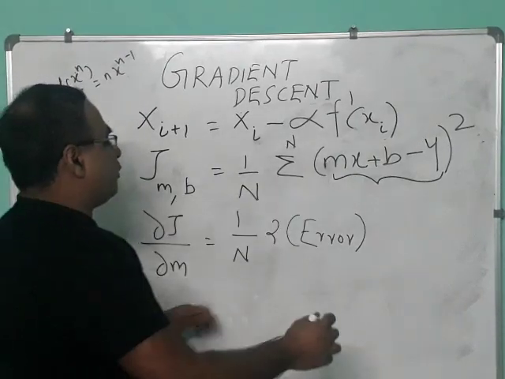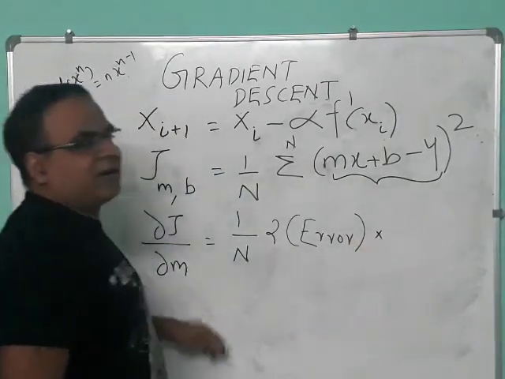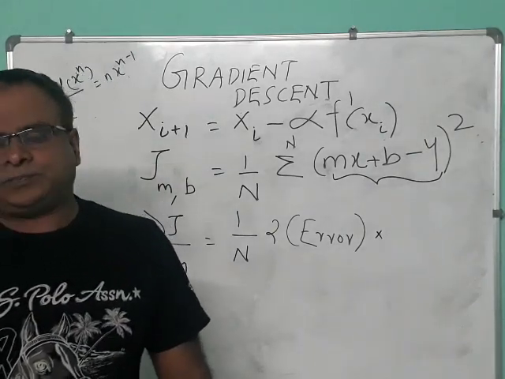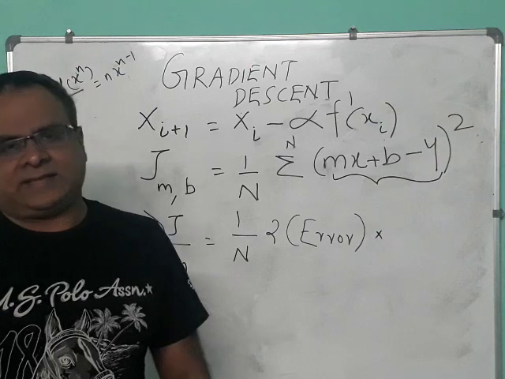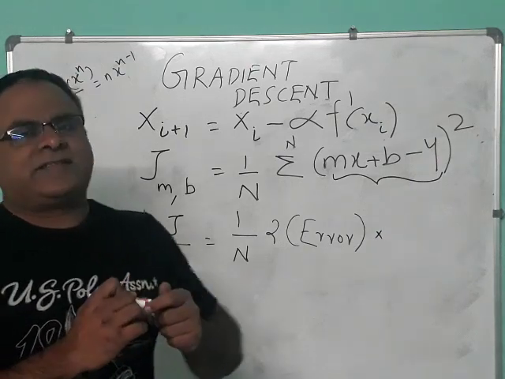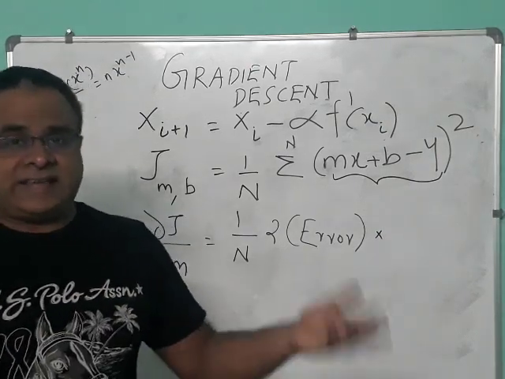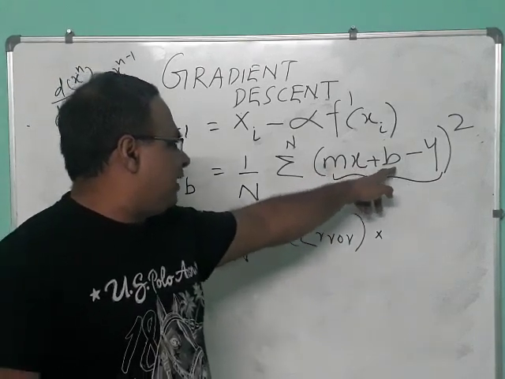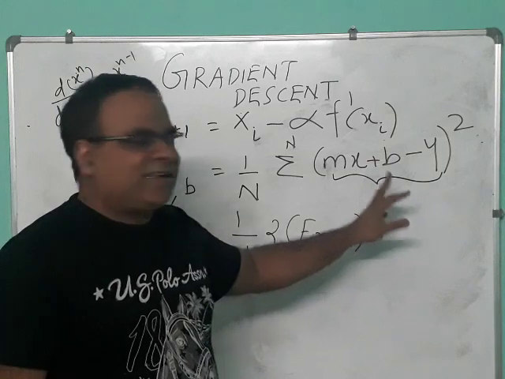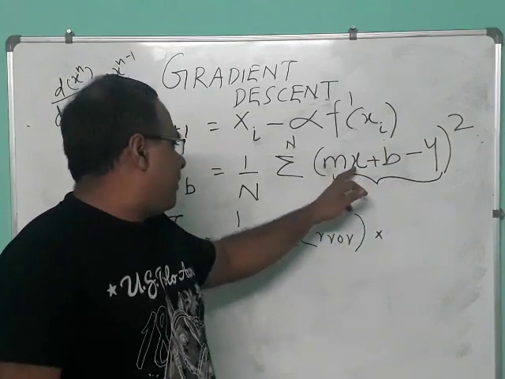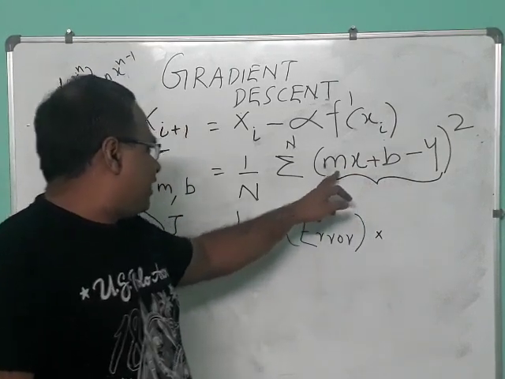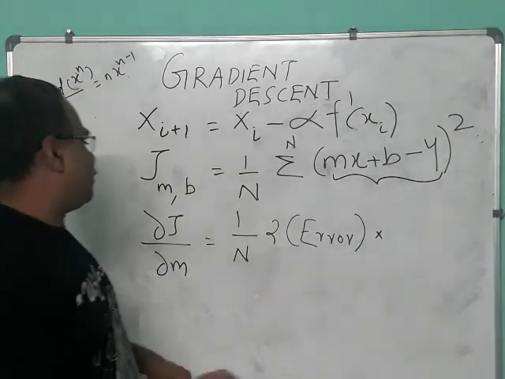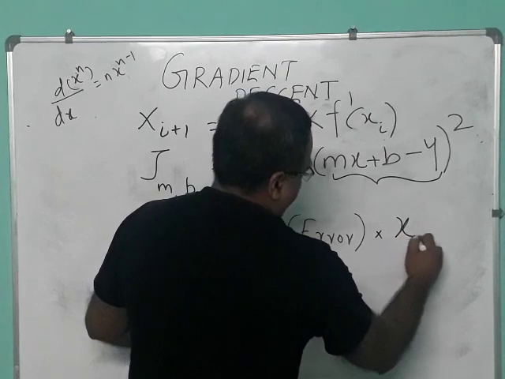See, what is the derivative of 5x with respect to x? It is 5. What is the derivative of 6x with respect to x? It is 6. In the same way, here m is the variable and x, b, y, everything is constant. So what is the derivative of mx? m is the variable, x is constant. So it is into x. Into x.